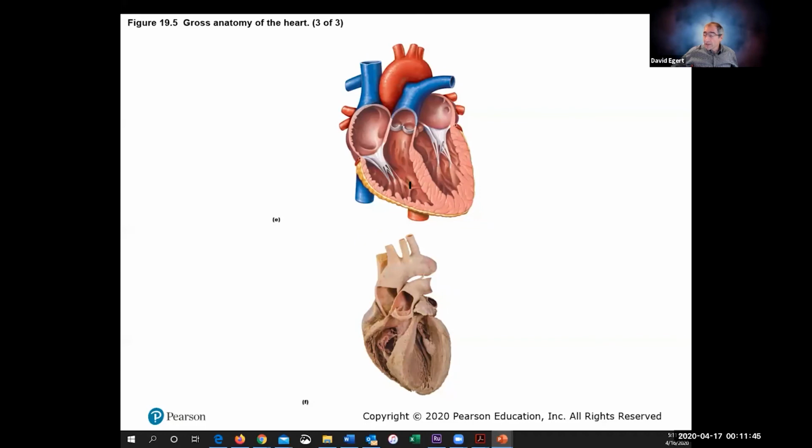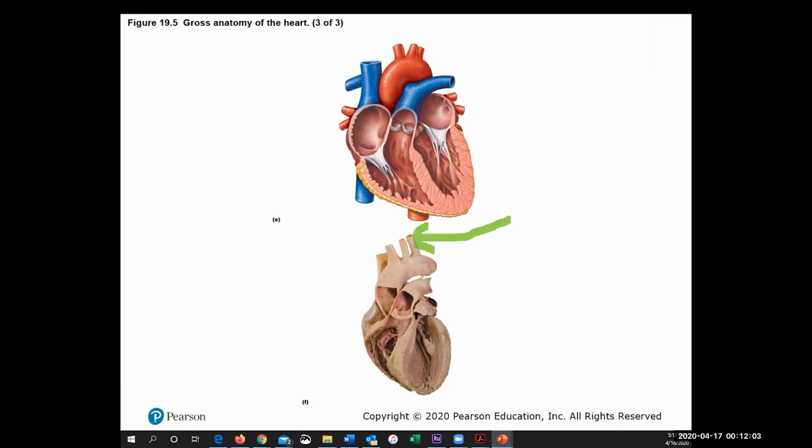You should definitely be able to look at a heart like this and recognize the main vessels. What vessel is that? Left subclavian. Yeah, exactly. That's going to be the left subclavian. It's going to be the left common carotid, and this is that brachiocephalic.